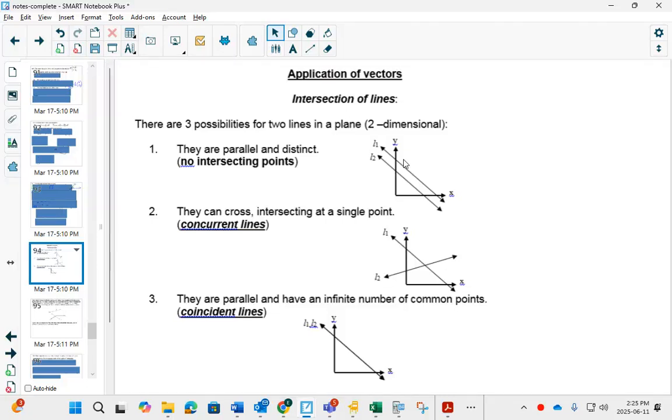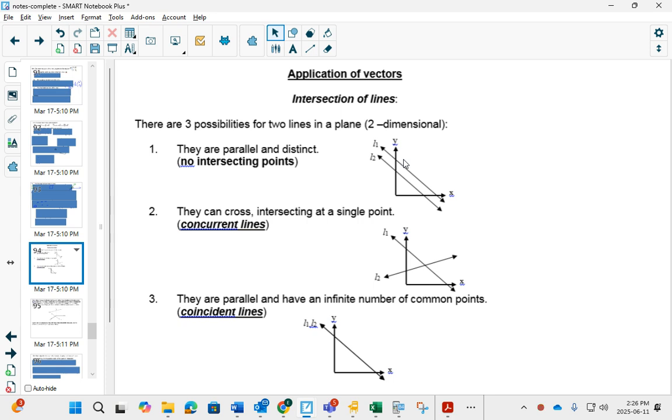So same thing in 2 dimensions and 3 dimensions. You could have 3 possibilities in 2 dimensions. The lines are parallel and they never intersect. The lines have different slopes. Obviously, they're going to intersect once. And they're the exact same line. They're intersecting all the time.